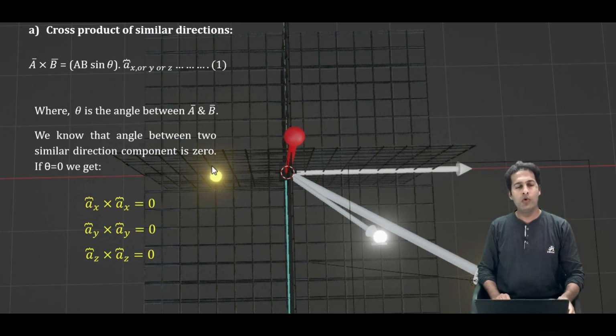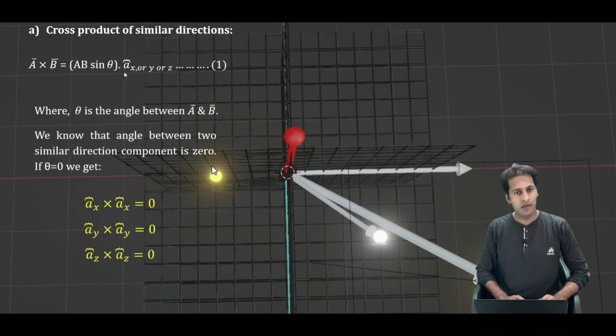Now let us discuss the cross product of different and similar directions. The formula for cross product is very simple. If we consider A bar and B bar as two vectors, their cross product is given by AB sin theta into some direction, where theta is the angle between A bar and B bar. If we keep theta equal to 0, and consider the cross product of similar directions, for example, if we take the cross product of AX cap into AX cap, it becomes 0.